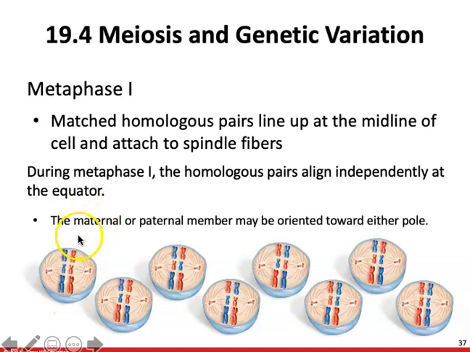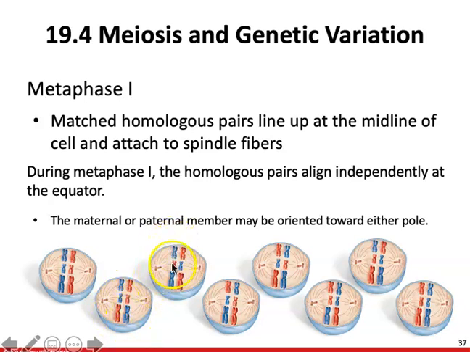Now, when they pair up, they can pair up in whatever way they just happen to line up. There's no organization. So they could line up with all of my maternal DNA on the left and all of my paternal DNA on the right. They could line up 2 maternals and one paternal on the left, and 2 paternals and 1 maternal on the right.